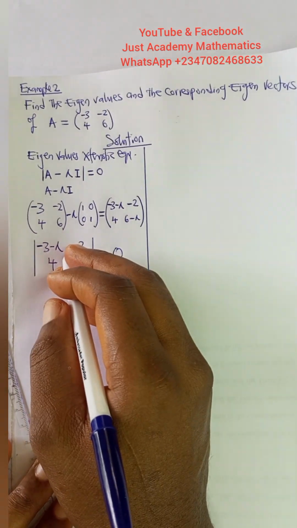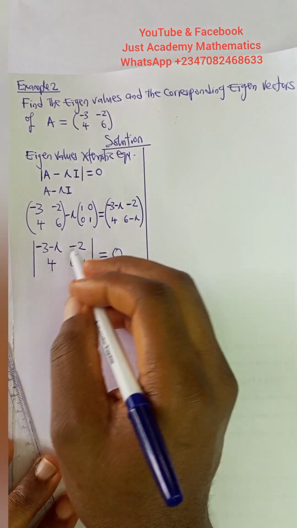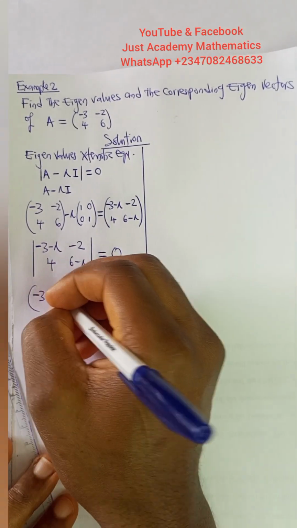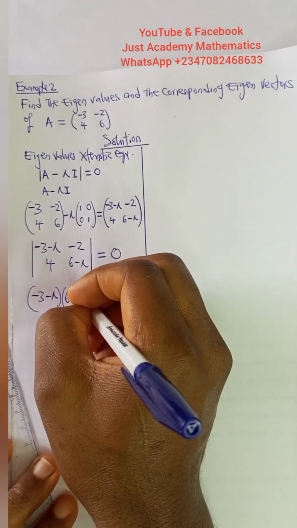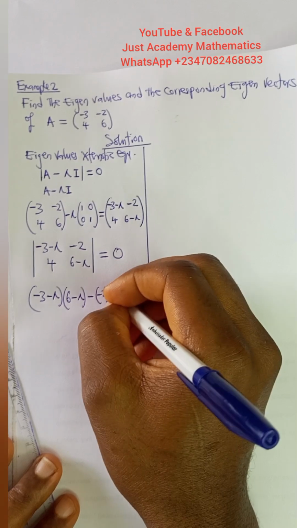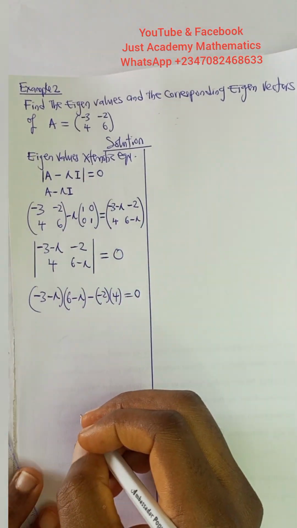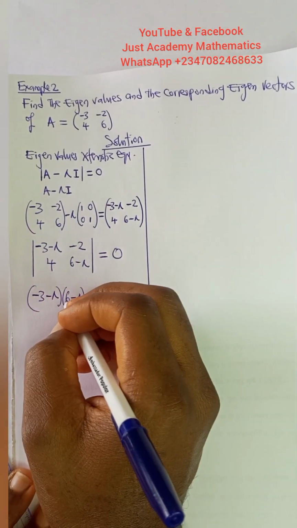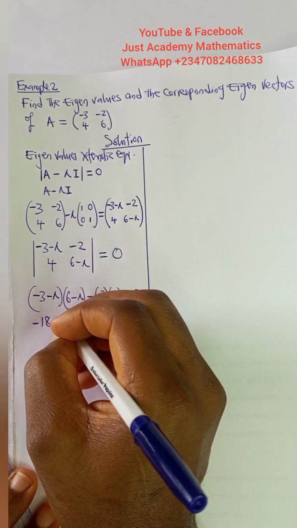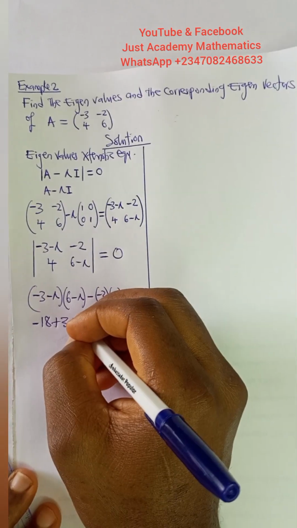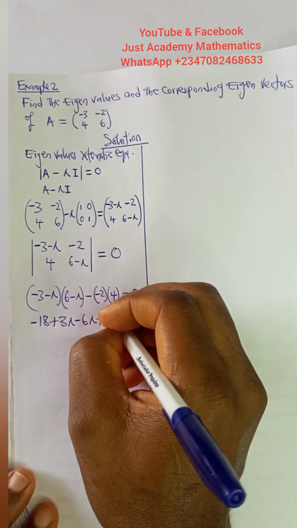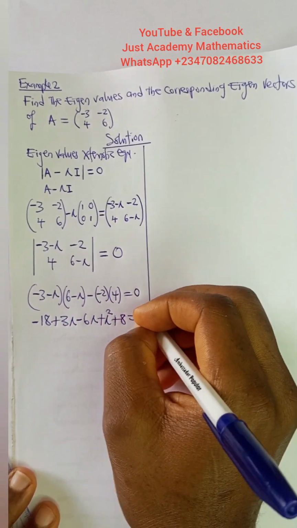To find the determinant of this now, this times this, minus this times this, which is (-3 - λ) times (6 - λ), minus (-2 times 4), is equals to 0. So we expand. Minus 3 times 6 is what? Minus 18. Minus 3 times minus lambda plus 3 lambda, minus 6 times lambda minus 6 lambda, minus lambda times minus lambda plus lambda square, plus 8 is equals to 0.